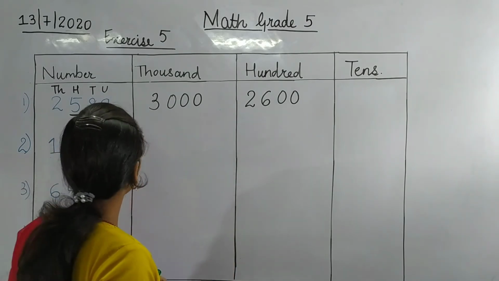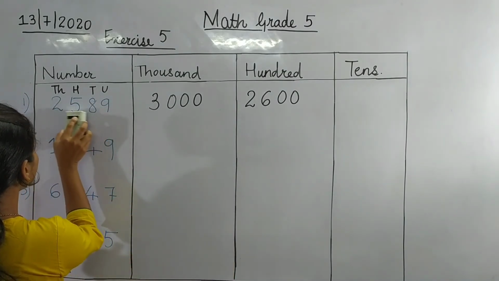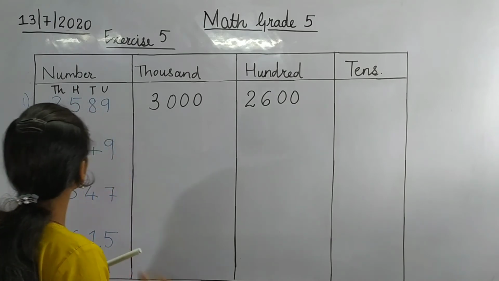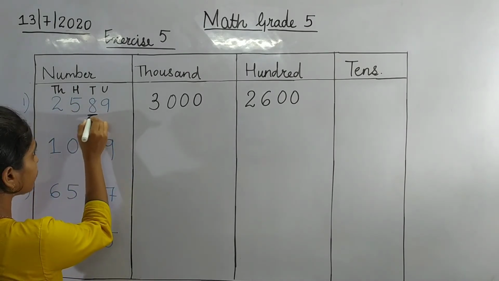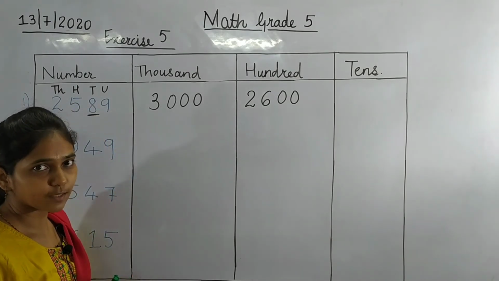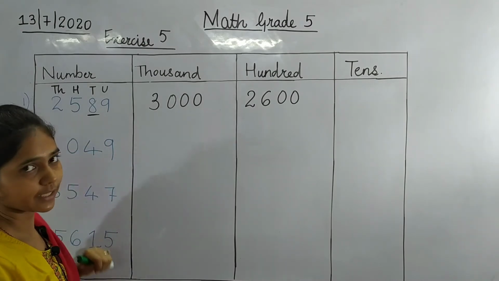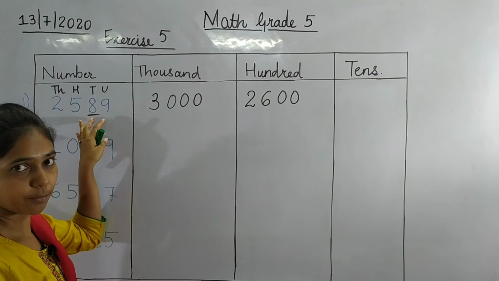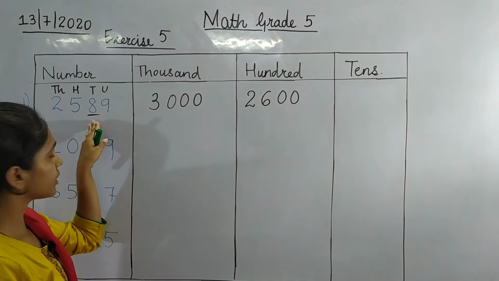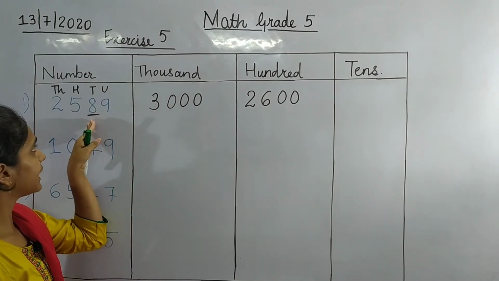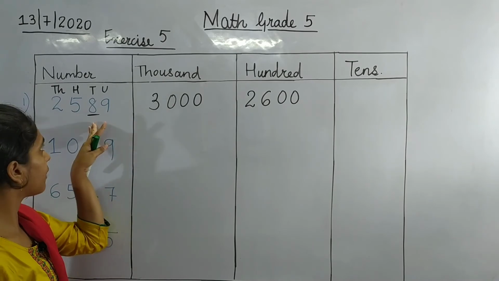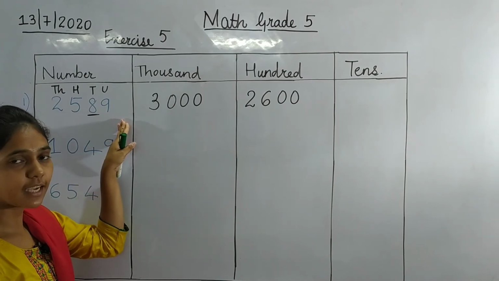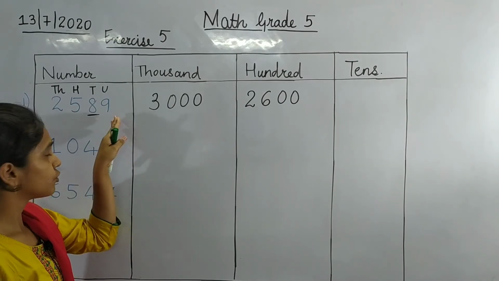Now if we have to round off the same number to its tens place, then we have to check the number which is in the tens place. So the number in the tens place is 8. So we have to round off this given number to 8, meaning the tens place. So first what we do? We check the number which is lying after the tens place. So after 8 is 9, and 9 is greater than 5. So what we do?